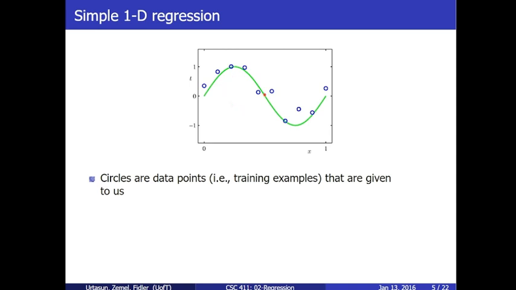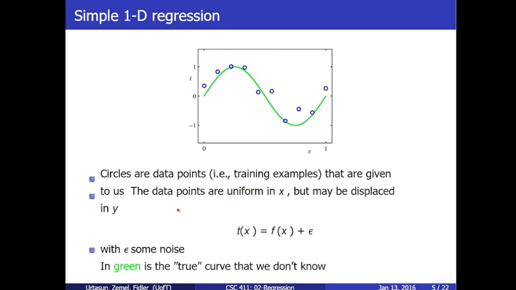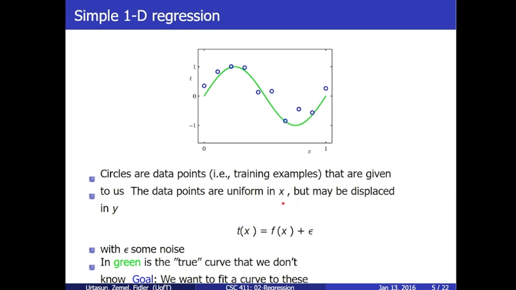On this graph we have t and x. The circles are the data points, or the training samples, that are given to us. The data points are uniform in x, but may be displaced in y. So we can model this as t(x) = f(x) + e, where e stands for some noise, a little bit of inaccuracy inside each model or program.